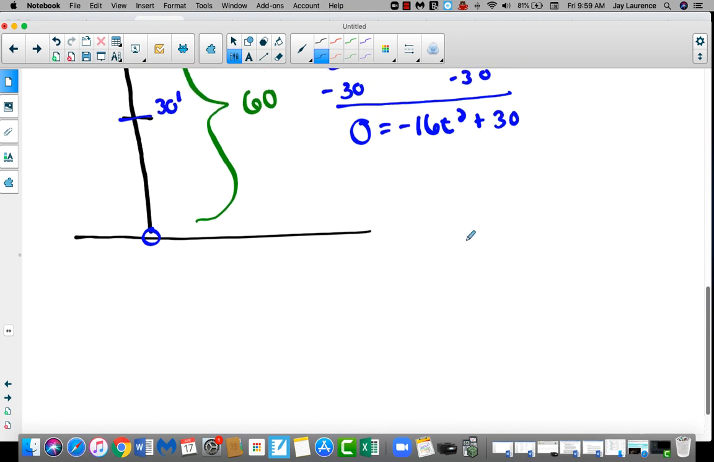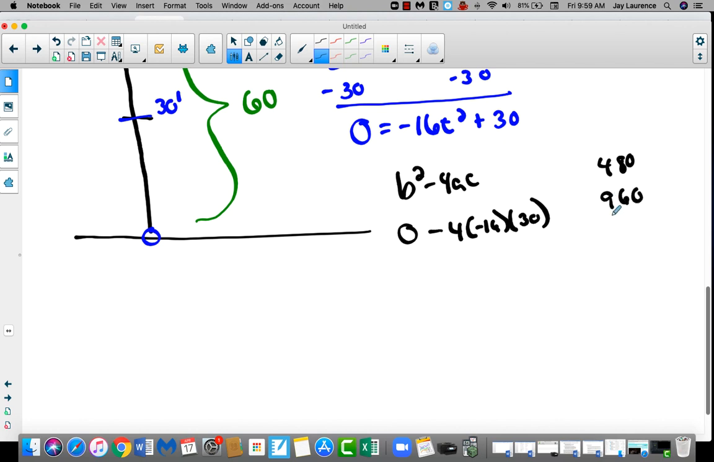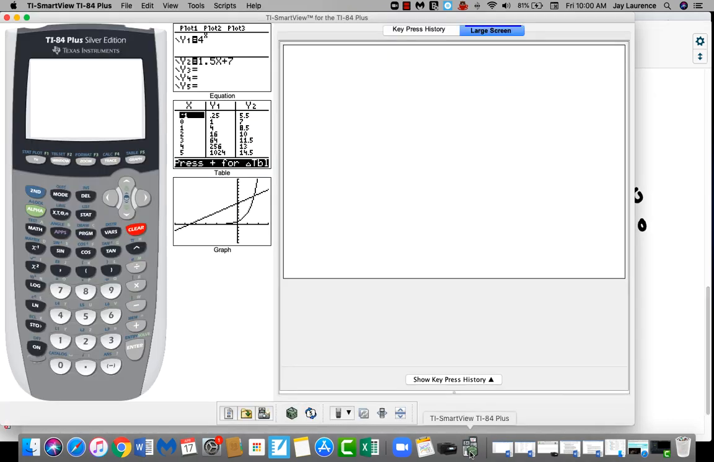So finding the discriminant first, I need b squared minus 4ac. That's going to be 0 minus 4 times negative 16 times 30. 480, 960, and then 1920. I think that's correct, but let me double check, 4 times 16 times 30, just to make sure I don't have a silly mistake.